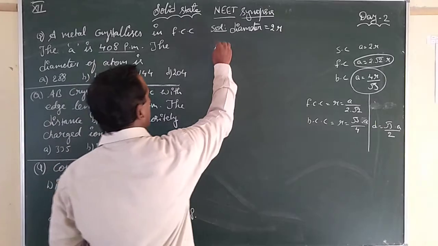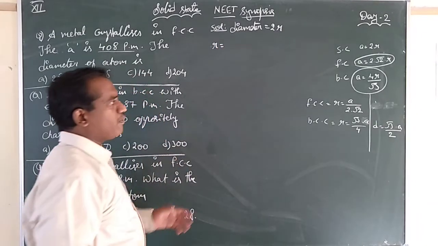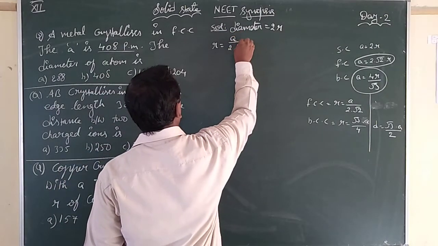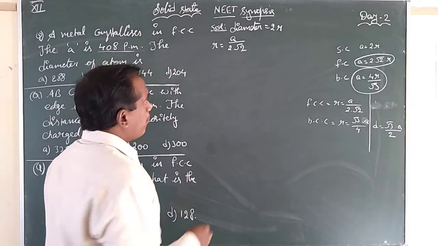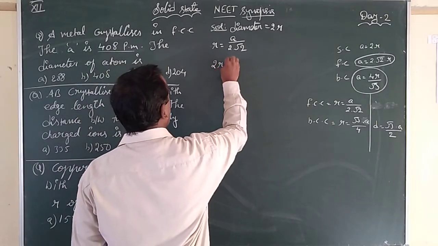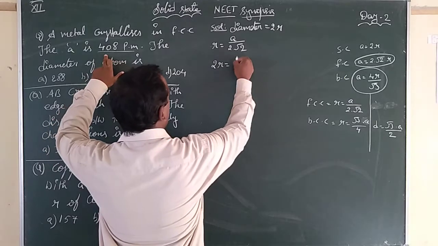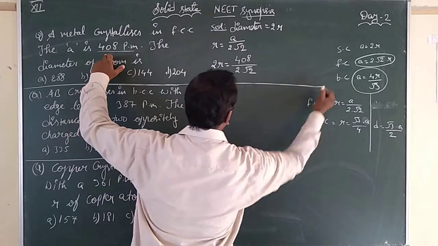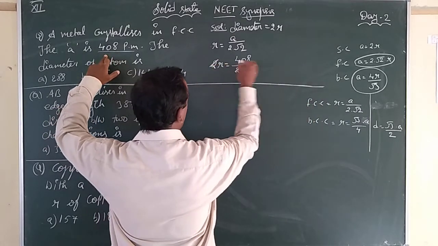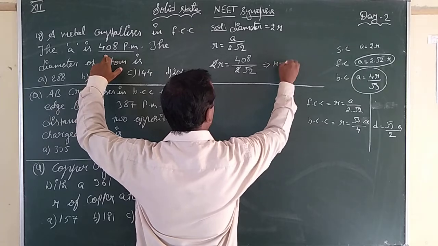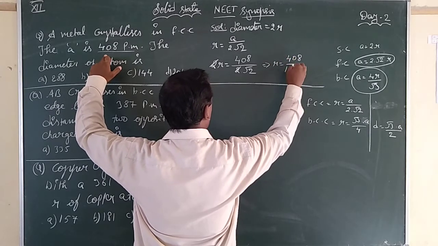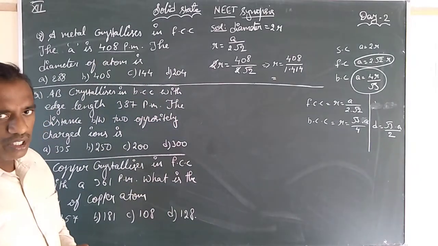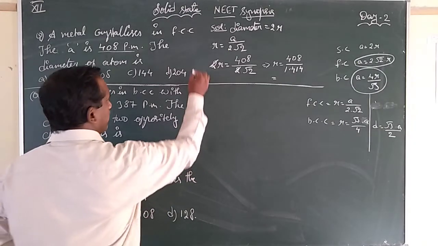So if you know this R, how to calculate R in the FCC? R is equal to A by 2 into root 2. That's the formula that we know in general. But here we need to say 2R is equal to 408 upon 2 into root 2. So you can cancel the 2 and 2, so you get R is equal to 408 upon 1.414. You solve and give the correct option. Got it? Good. Now let's go for the second one.